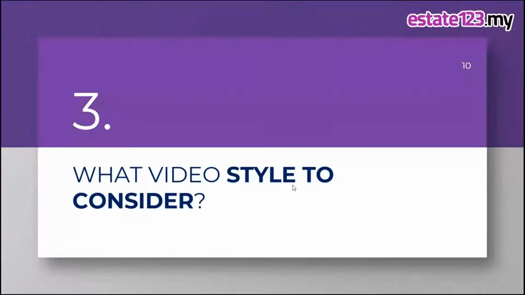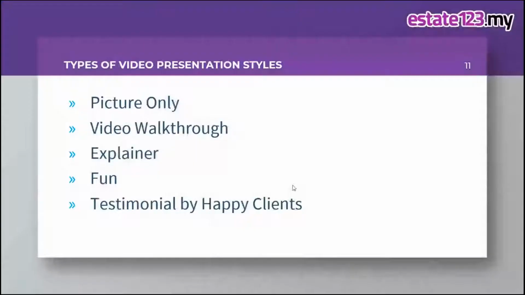Now in the next few slides, I'm going to share with you 5 different styles, or different ways, that you can create the video to market your property. We start with the very first one, which is picture only. Picture only is the easiest to do, because using any tools available, even on your phone now, you can snap a few photos and use those video apps to embed the photos into the video, and then you can select some songs that are available in the app.